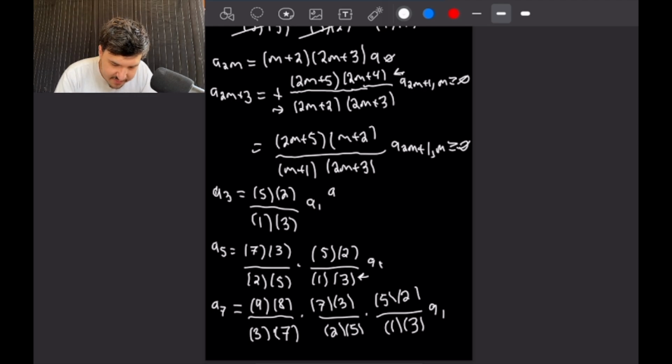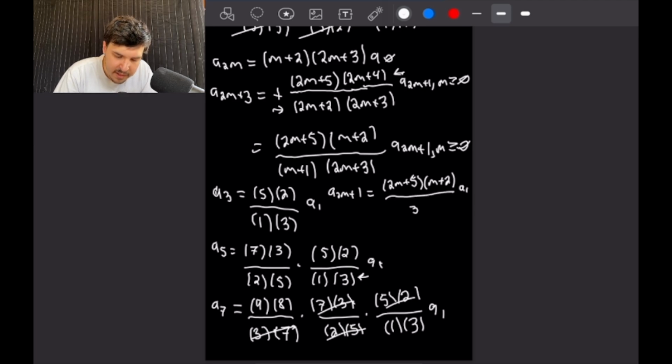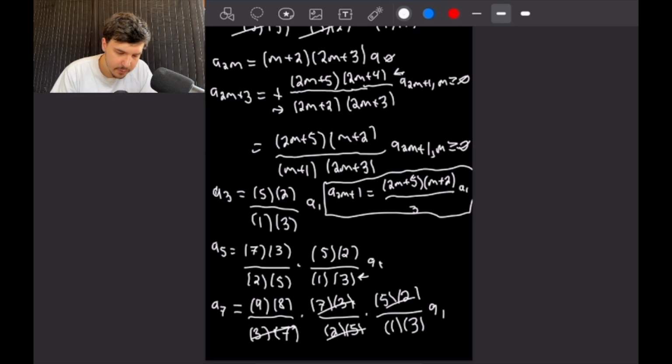So we have that a sub 2m plus 1 is equal to the following. So if you'll notice, the only terms that persist through each new iteration of our coefficient is just the new numerator, which is represented by 2m plus 5 times m plus 2. And then we have that lingering 3 in the bottom, and this will be times a sub 1. So this is the general form of our odd coefficients for this series solution. Great. So let me go ahead and make some space by erasing this.